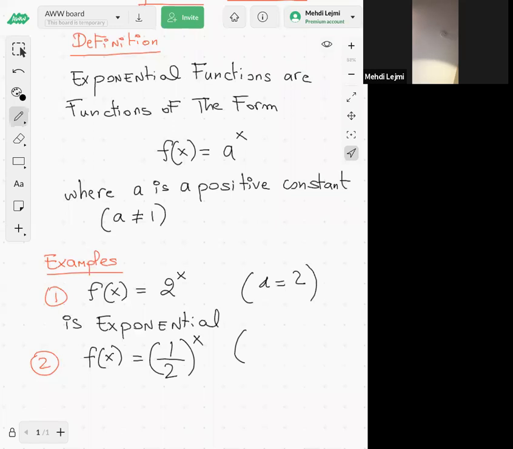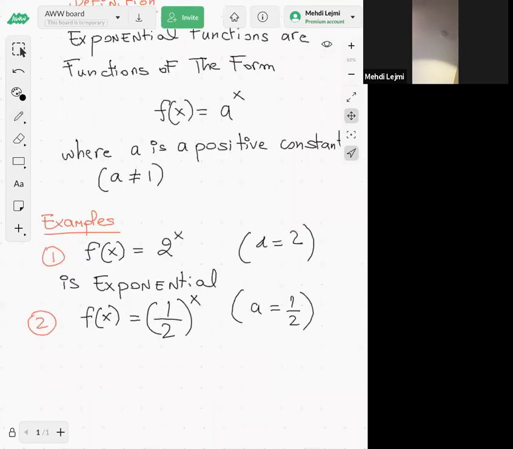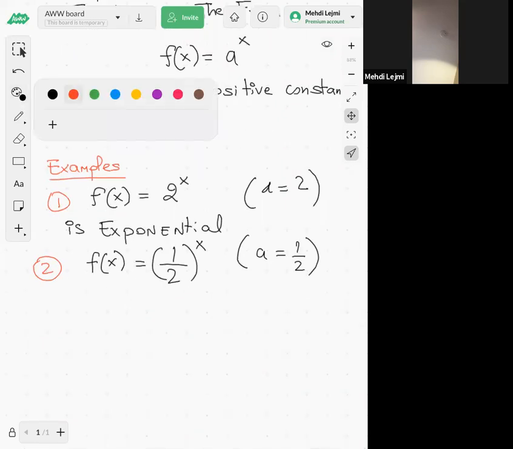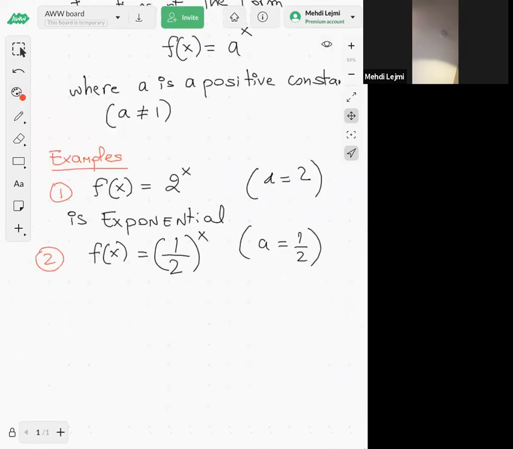I got you. So A here would be equal to half, right? So your constant A could be a whole number, it could be a fraction, it could be a decimal, for example. So this f of x, of course, is an exponential function.